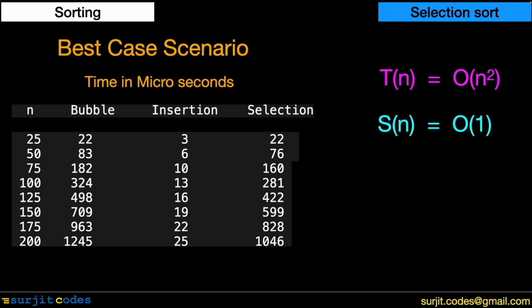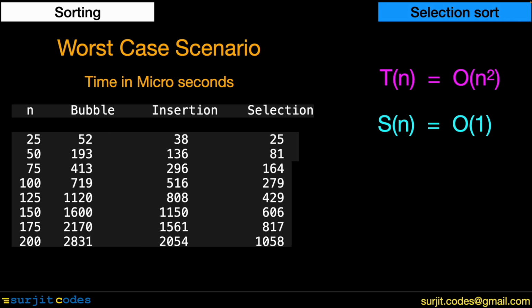In best case scenario, insertion sort becomes linear. However, selection sort is very fast for the worst case scenario. In the next videos, I'll talk about the faster sorting methods.